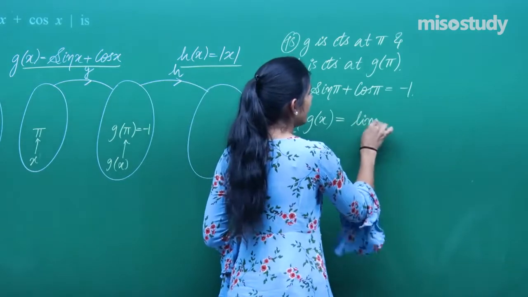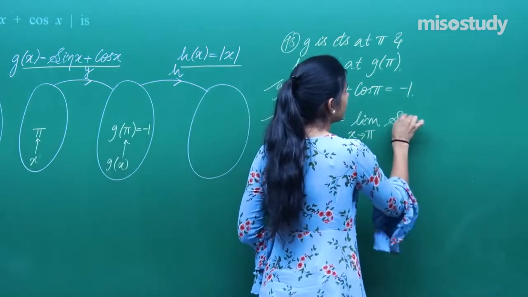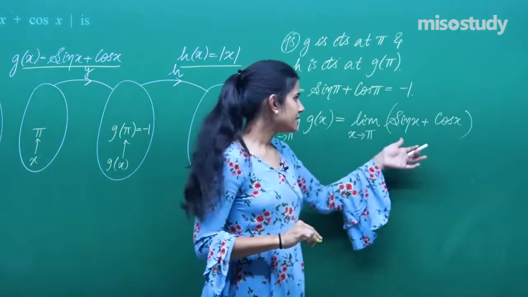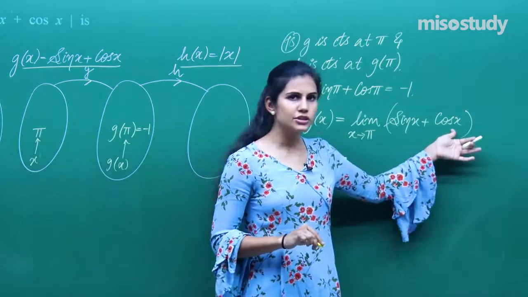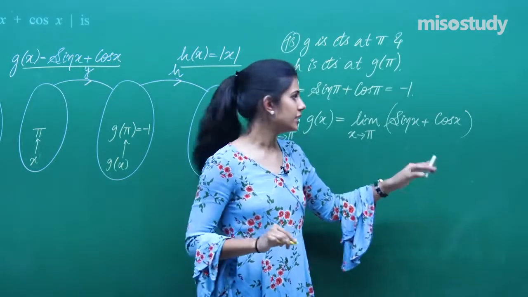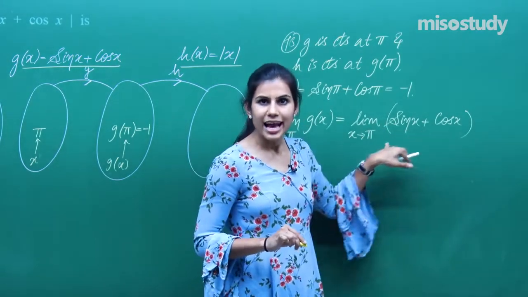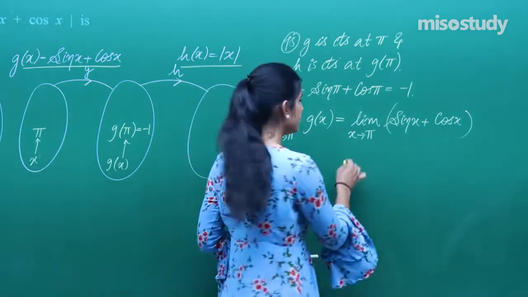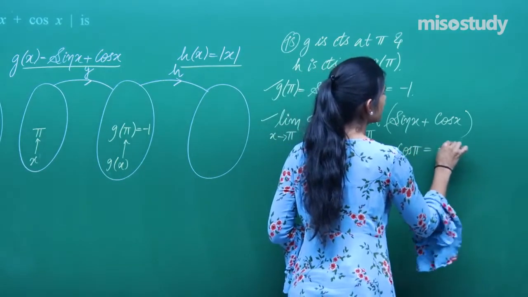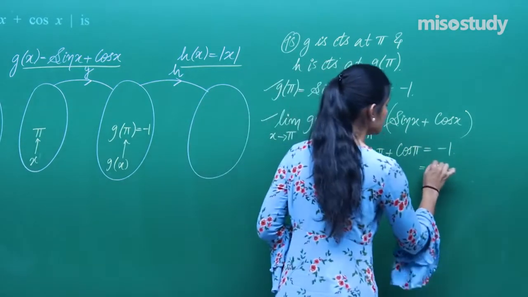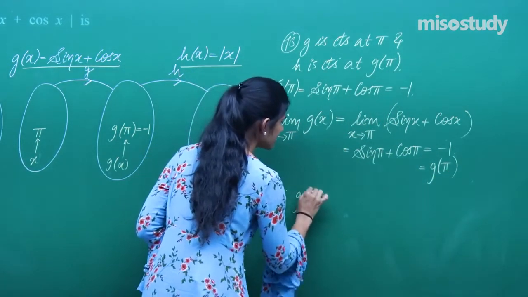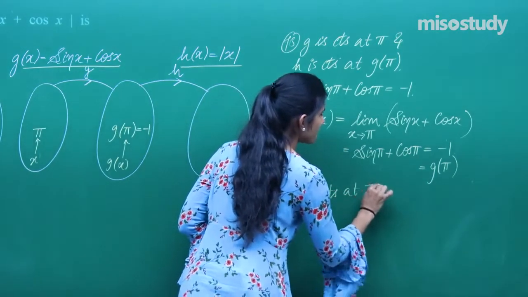So limit as x approaches pi, sin x plus cos x. You know that sin x is a continuous function throughout the real line, cos x is a continuous function throughout the real line. So the sum of two continuous functions is also continuous throughout the real line. And I know limit of any continuous function at a point is value of that function at that point. So this is sin pi plus cos pi, which is 0 plus minus 1, which is minus 1, which is equal to G of pi. So limit x tends to pi, G of x is G of pi. I have got G is continuous at pi.